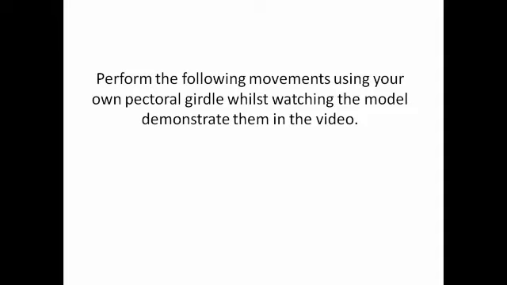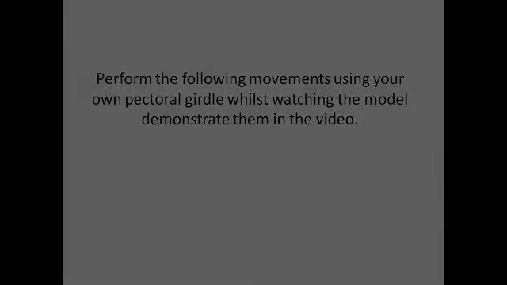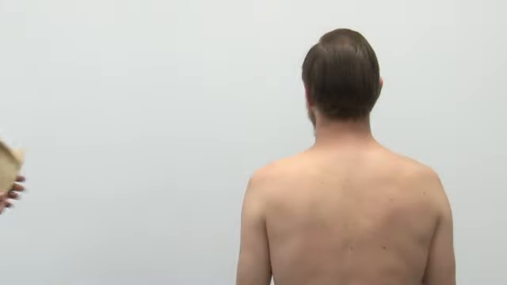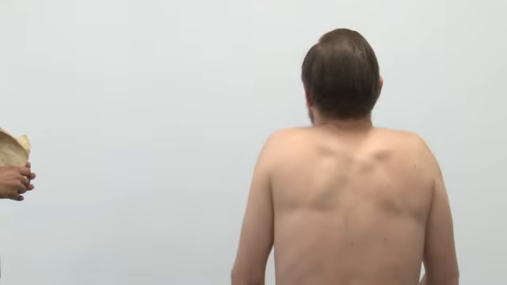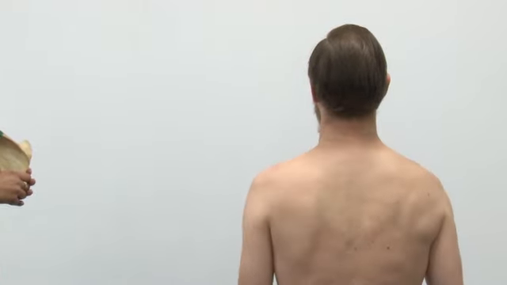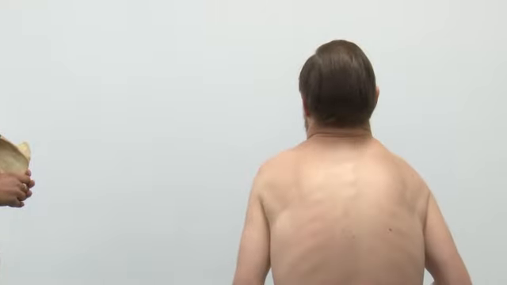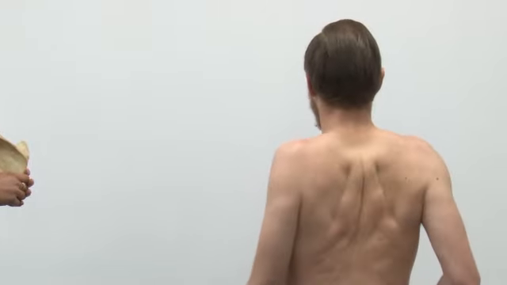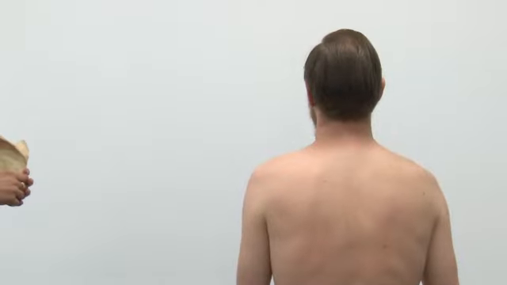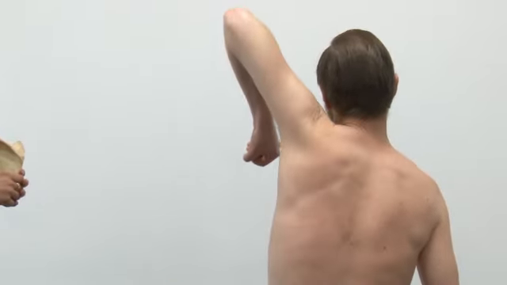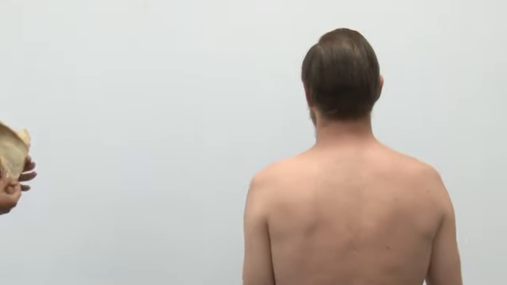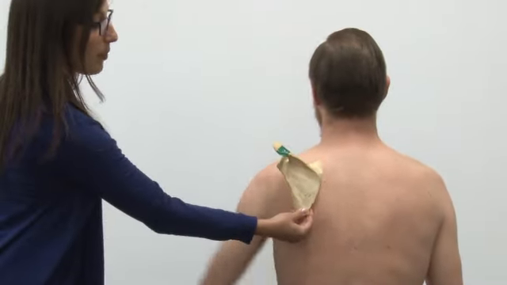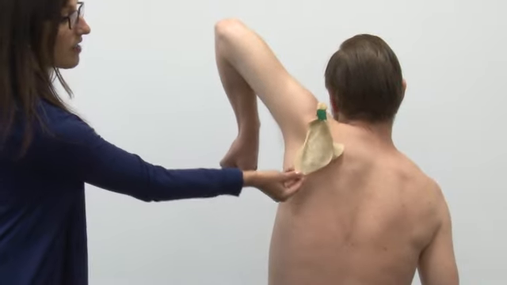We're now going to watch a real person perform these movements of the scapulothoracic joint, and I'd like you to perform each of the movements using your own pectoral girdle whilst watching the model demonstrate them in the video. Firstly, we'll have elevation and depression. Next, protraction and retraction. And thirdly, upward rotation and downward rotation. Looking at the rotations again, there's upward rotation and downward rotation.